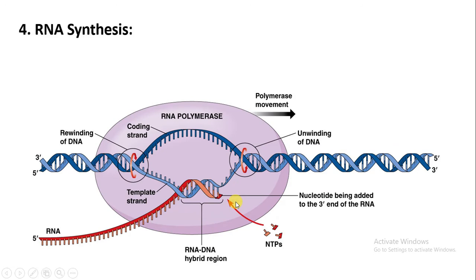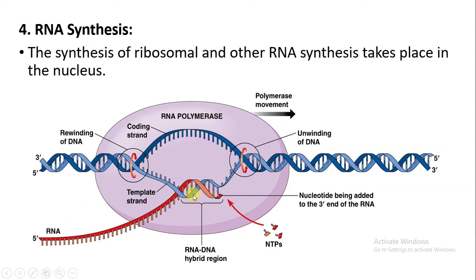The next function is RNA synthesis. Here the ribosomal subunits and the RNA are formed inside the nucleus. You can see the double stranded DNA giving rise to single stranded RNA. So RNA synthesis takes place inside the nucleus, and when we talk about the ribosome, it is formed inside the nucleolus.